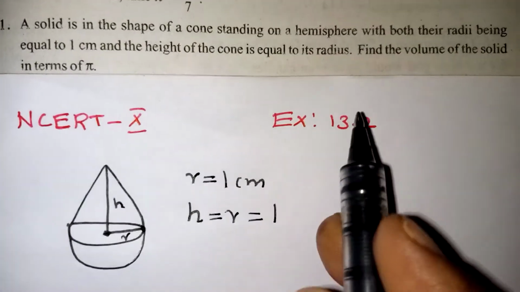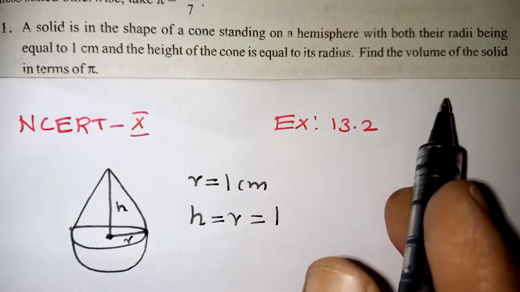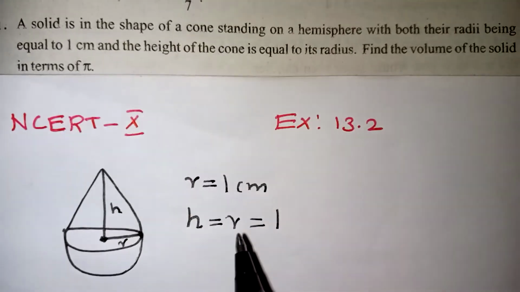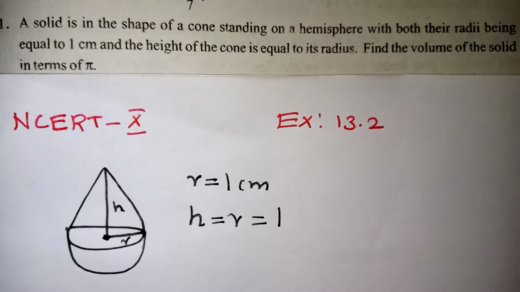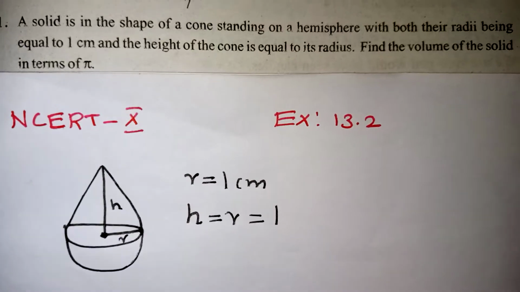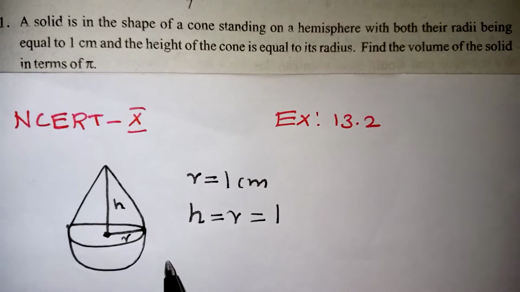Now the next line: find the volume of the solid in terms of pi. In terms of pi means we should not substitute any value for pi. We have to keep the pi as it is. That's what we are going to do now.